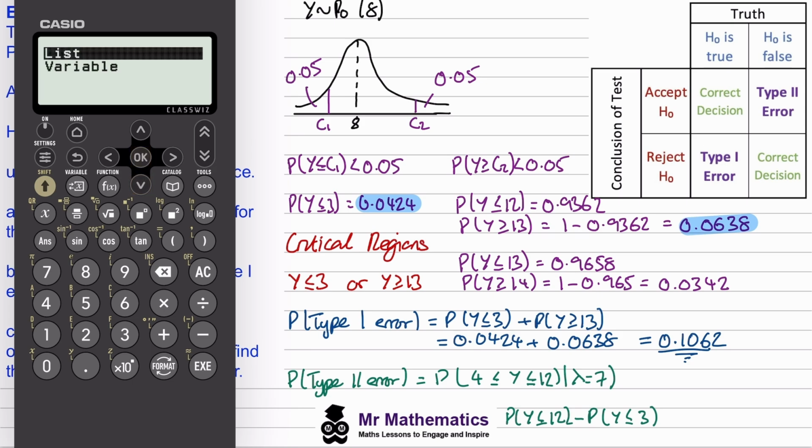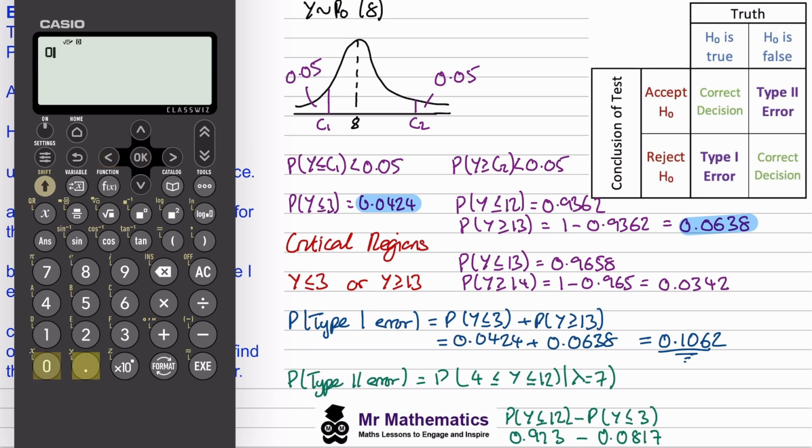We'll choose variable. We want our y value to be 12, lambda to be 7. We'll execute that, and we get 0.973. We'll go back, and now we want y to be 3, and we get 0.0817.